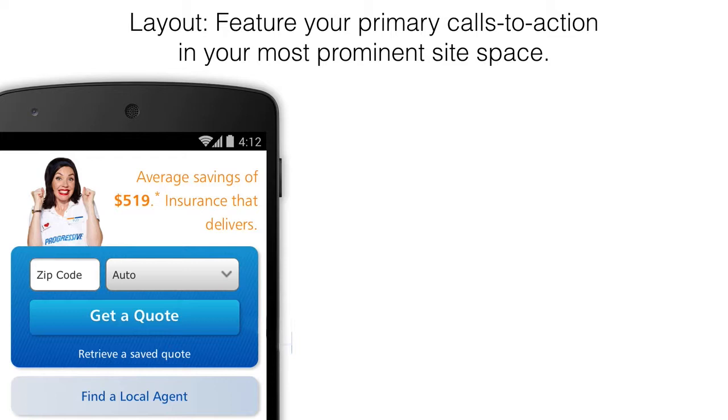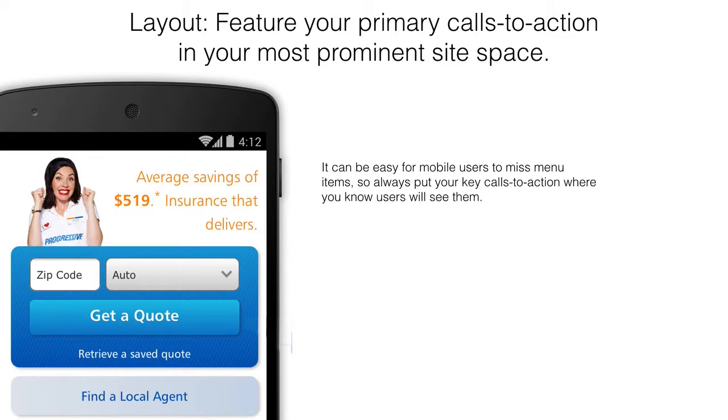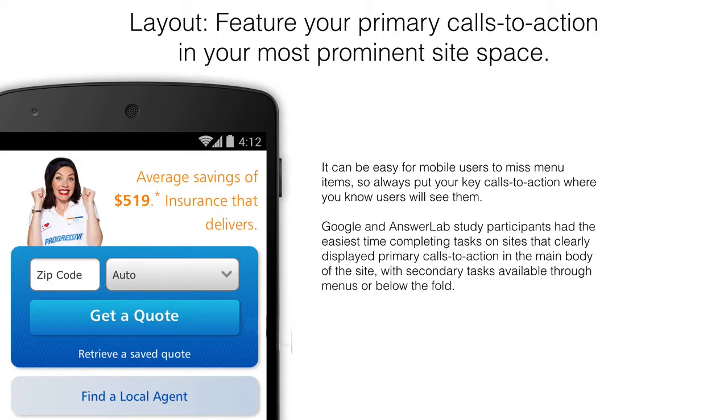Feature your primary calls to action in your most prominent space. So a call to action is an instruction to an audience designed to provoke an immediate response, usually using an imperative verb such as call now, find out more, or visit a store today. It can be easy for mobile users to miss items, so always put your key calls to action where the user can see them. Google and Answer Lab study participants had the easiest time completing tasks on sites that clearly displayed primary calls to action in the main body of the site, with secondary tasks available through menus and items below the fold.